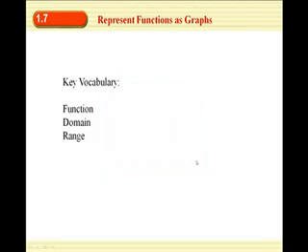1.7 for Algebra 1. We're on page 43 in your book. The key vocabulary you'll notice is like the last one: function, domain, and range. Remember, a function can be represented in a table.